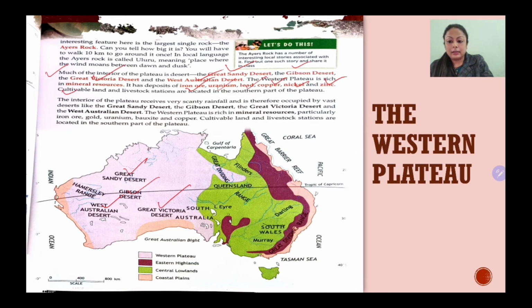And even cultivation is done in some part of the plateau where soil is a bit fertile, and livestock stations are very popular. We call them sheep stations in Australia. These sheep stations are well organized, and the animals are kept in very hygienic and proper conditions, and what is extracted from them is wool, meat and milk.